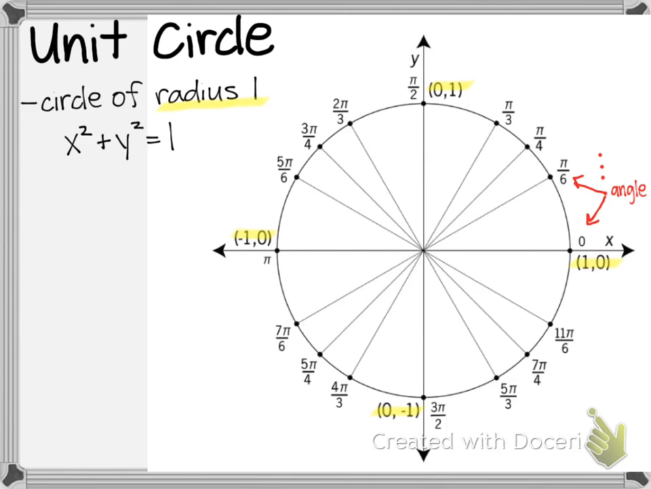These values you see here that I just pointed to are angle measures. So if you are right there at (1, 0), that would correspond to an angle measure of 0. If you're at that point next to the pi over 6 that I pointed to, that would be an angle measure of pi over 6.